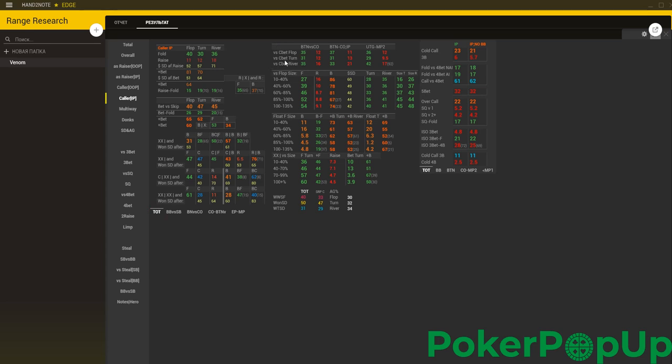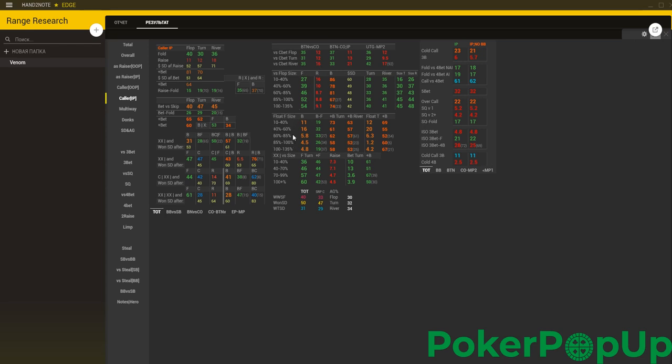Next comes the sizings block. Here we can see the reactions to specific flop sizes, just like in the out of position pop-up. Here we have reactions to c-bet, position versus position, greens are folds, reds are raises.